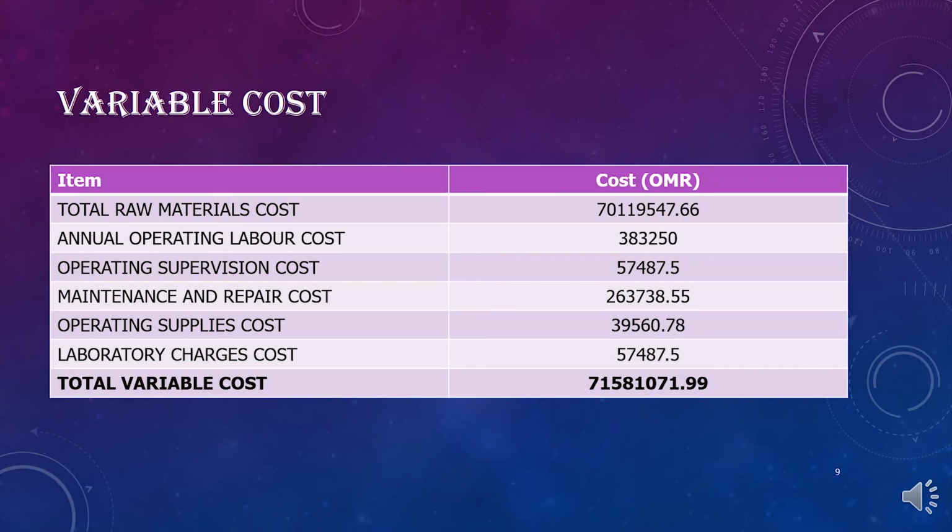Variable costs. Our items are total raw materials cost, annual operating labor cost, operating supervision cost, maintenance and repair cost, operating supplies cost, laboratory charges costs. They all fall in the variable costs, and each cost is calculated based on the percentage of total capital investment. Now I will talk about annual total production cost.